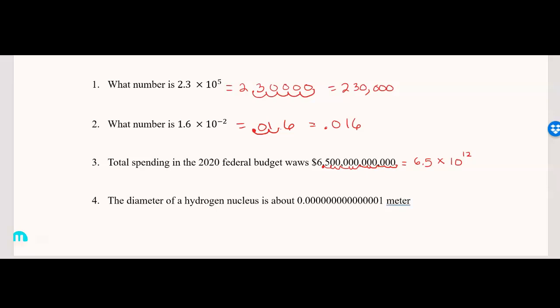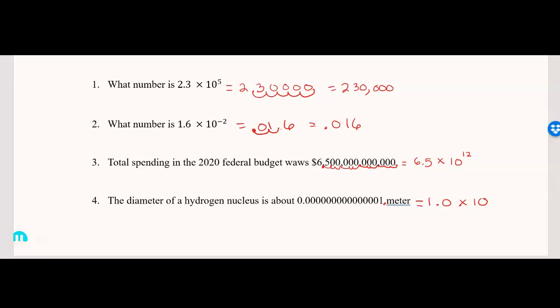All right, last one. The diameter of a hydrogen nucleus is that tiny, tiny number. We want to put this in terms of scientific notation. Well, the end is a 1. That's where my decimal would go because we want to have the ones place. Now you could put 1.0 times 10 to the power, or you could just say 1 times 10 to the power. That is up to you.